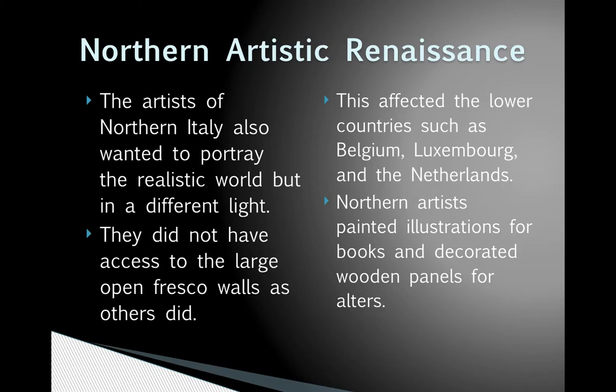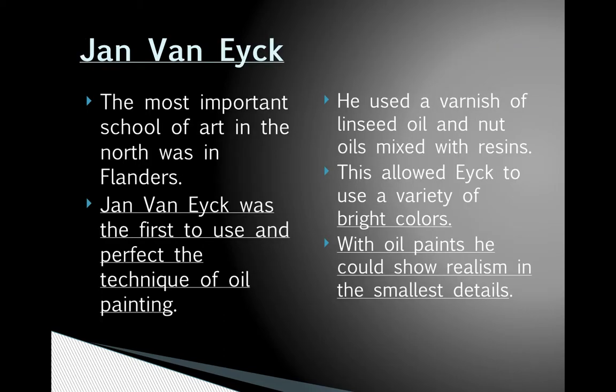The artists of northern Italy wanted to portray the realistic world, but in a different way. They didn't have access to large open fresco walls as others did, so they decorated wood panels for the altars in churches. Van Eyck is one of my favorite artists from this time period because he is the one that's going to start to use oil paints.